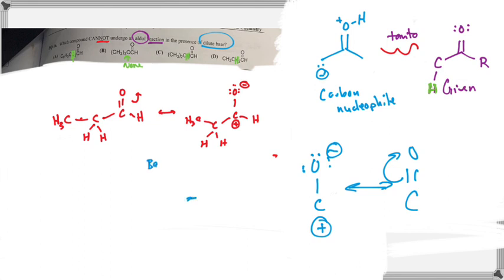What does the base need to do? Donate electrons to an acidic hydrogen. Do I see an acidic hydrogen? Yeah, I conveniently do. I could go ahead and pull it from this one. I'll put that hydrogen up there so it's out of the way. There's my negative. Now what happens? Well, I have a negative and I have a positive. What should I do? Link them together.